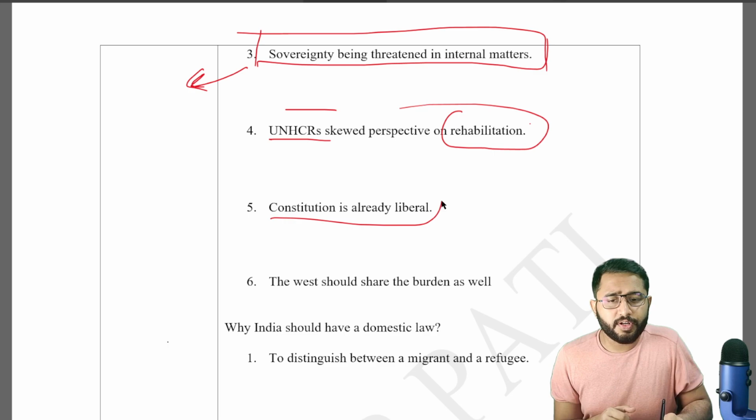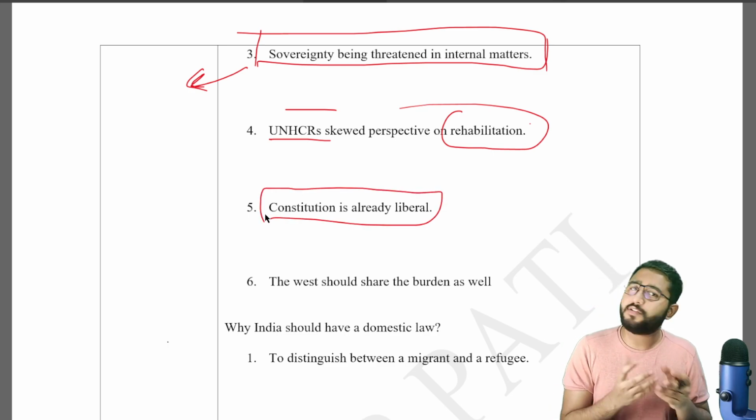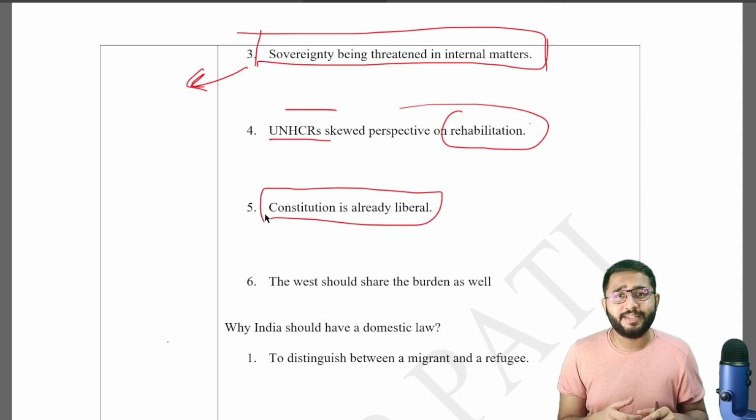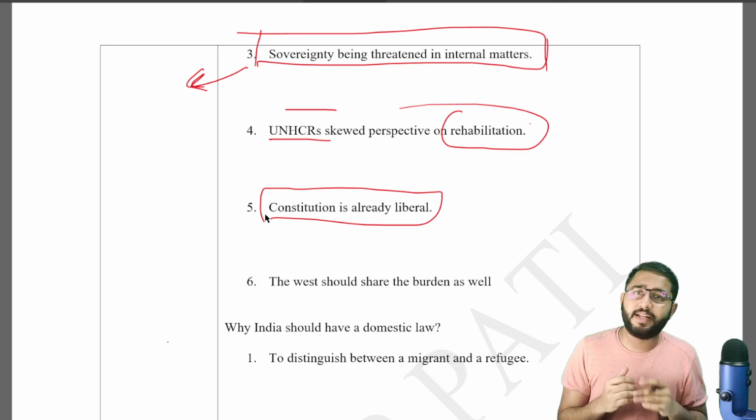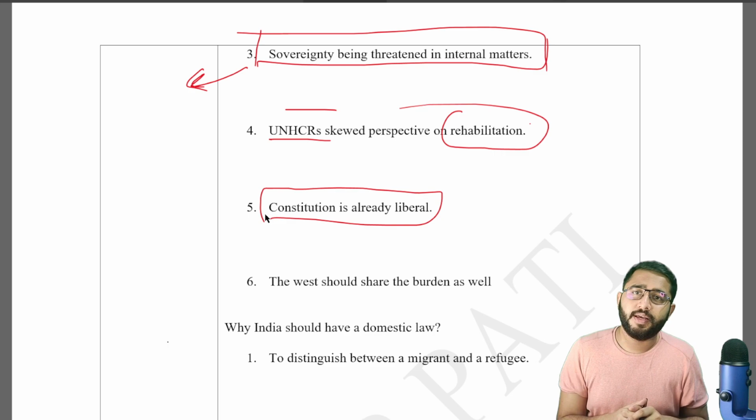Then it says that the constitution is already liberal. The Indian constitution is already liberal. The Indian constitution has already provided all these rights. The minimum standards that are being set by the 1951 convention are already being provided by the constitution.